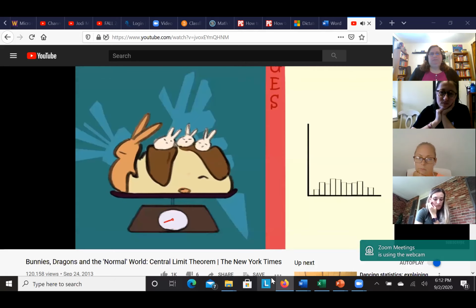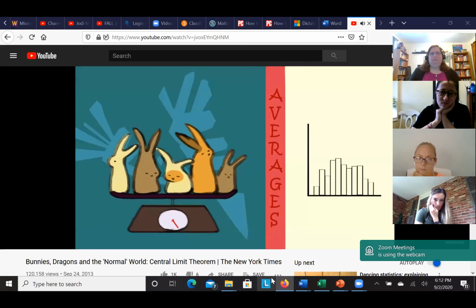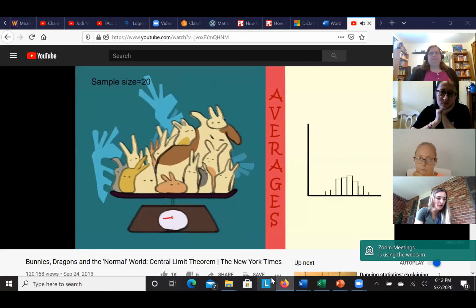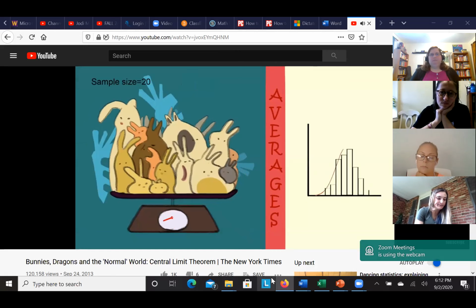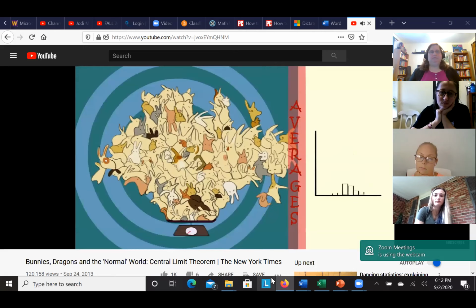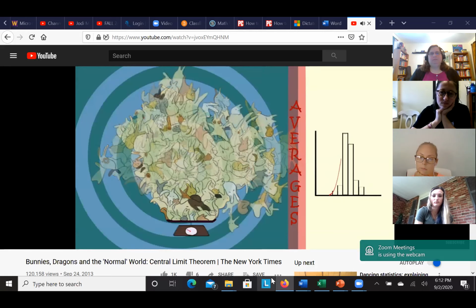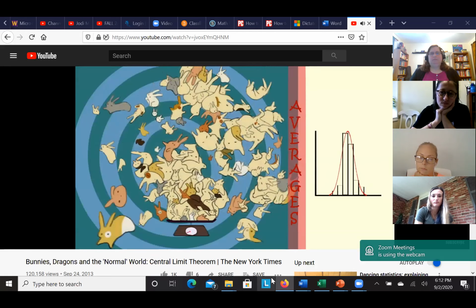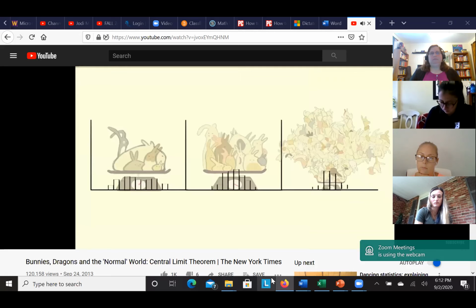He starts by weighing 5 rabbits at a time, and he finds that the distribution of the average is somewhat bell-shaped. Then he increases the sample size by weighing 20 rabbits at a time, and then 100 rabbits at a time. Surprisingly, as the sample size increases, the spread decreases. The distributions of average weights becomes more and more normal.